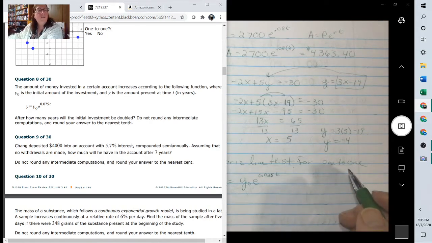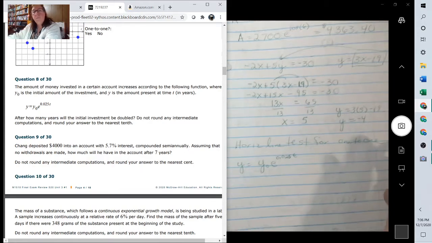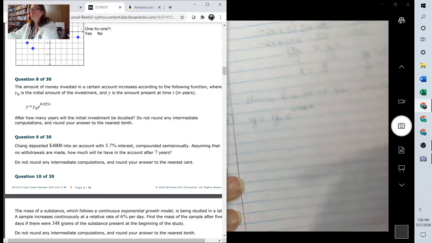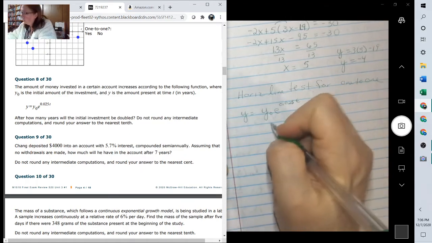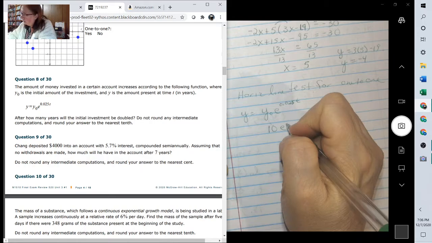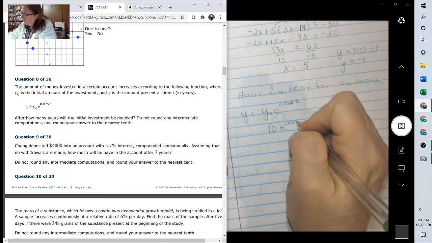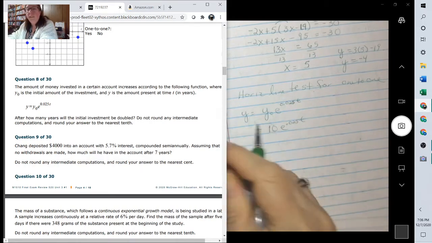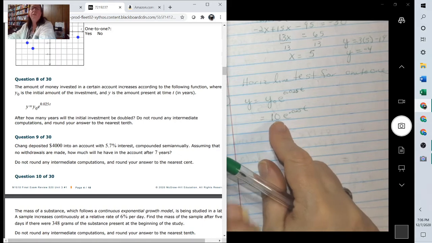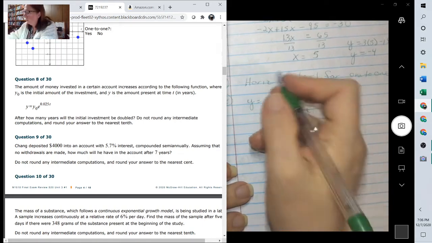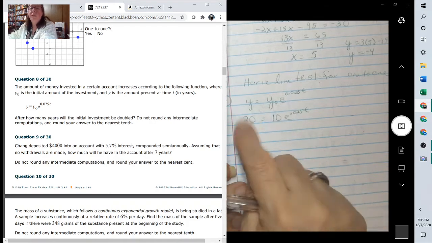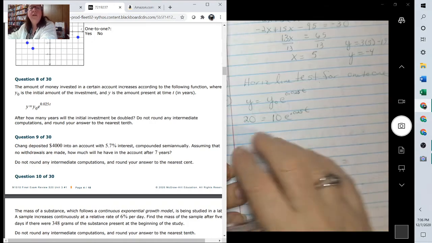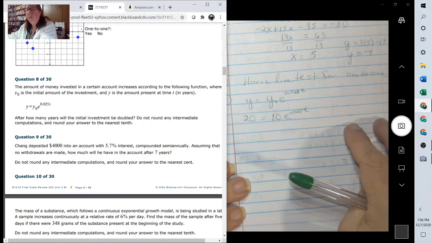T is in years. After how many years will the initial amount double? Okay, so even though they didn't give us anything, you can still test that. If we start with 10, we just need to double it. You can put any amount here as long as when you're done it's double, so in this case 20. Whatever you put here, just double it. Doesn't matter what it is, we'll all end up with the same value.